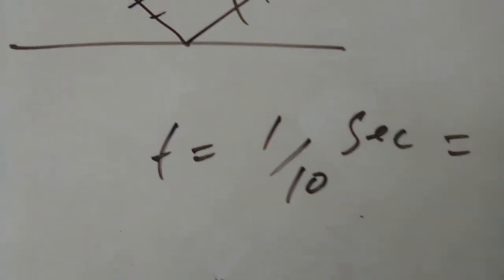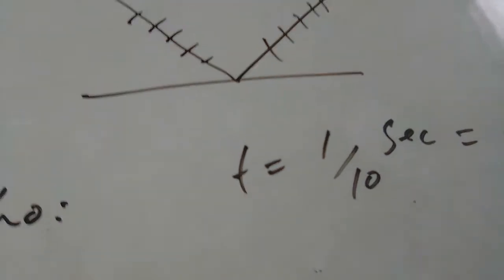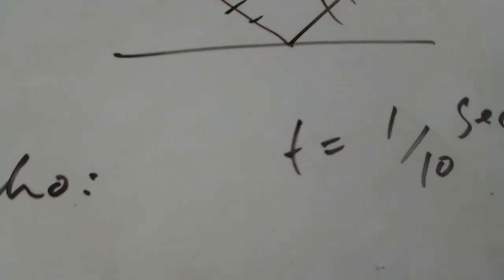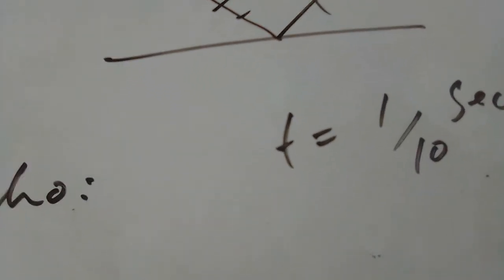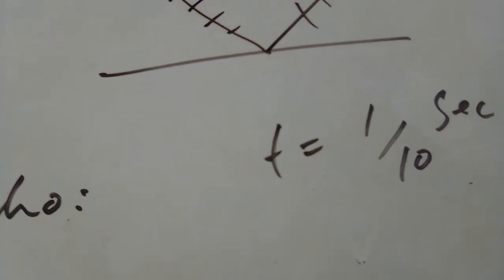It is necessary for an echo to be heard that the time between the production of sound and hearing of it is equal to or more than 1/10 second, that is, t is equal to or more than 0.1 second. The minimum distance between the source of the sound and the reflecting body should be 17 meters.